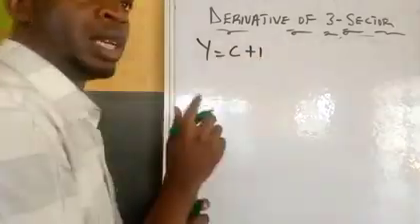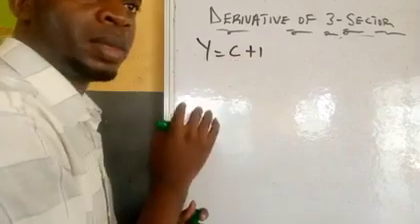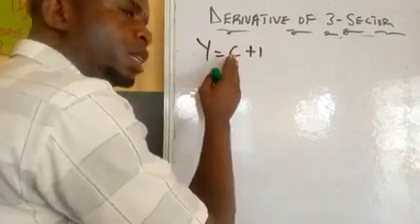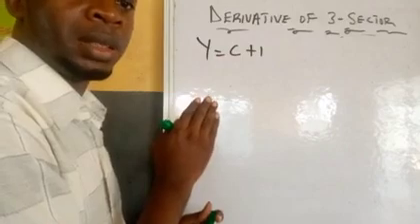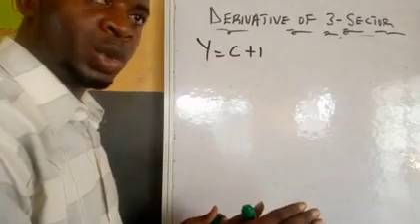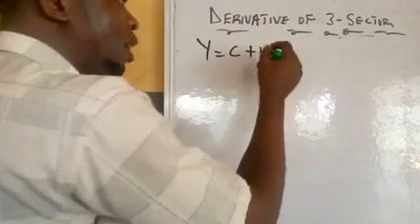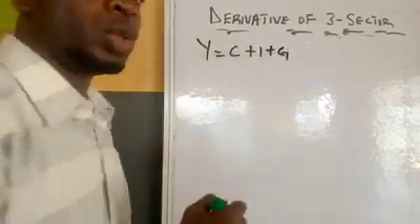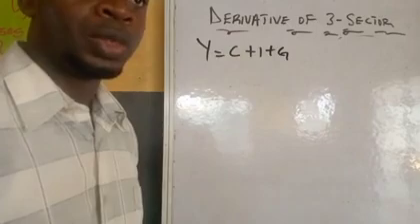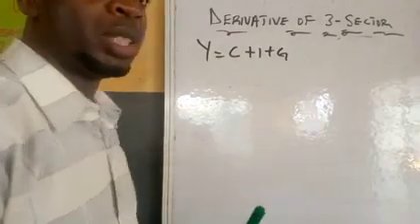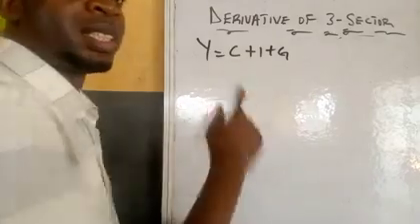This is a two-sector model because we have two constituents here: private individuals and investments. But if you are looking at a three-sector model, you have to include government. So that makes it a three-sector model. And in this three-sector model, we have our C.